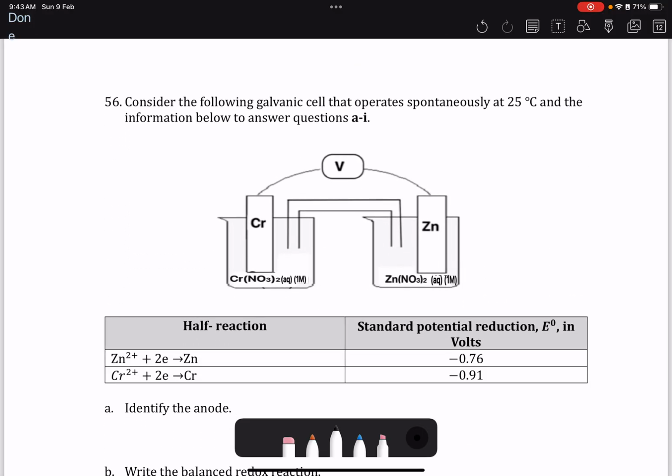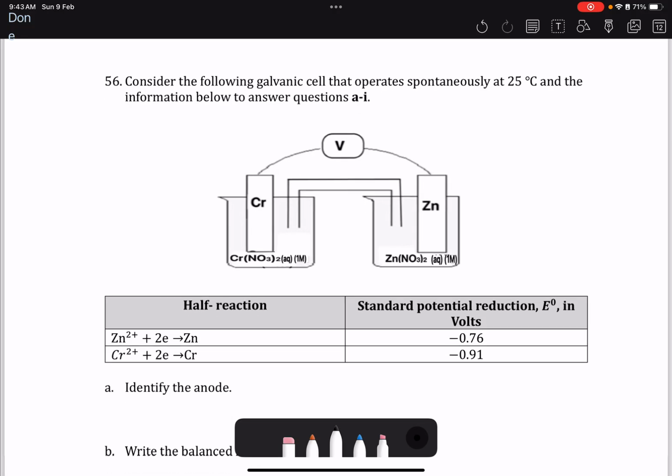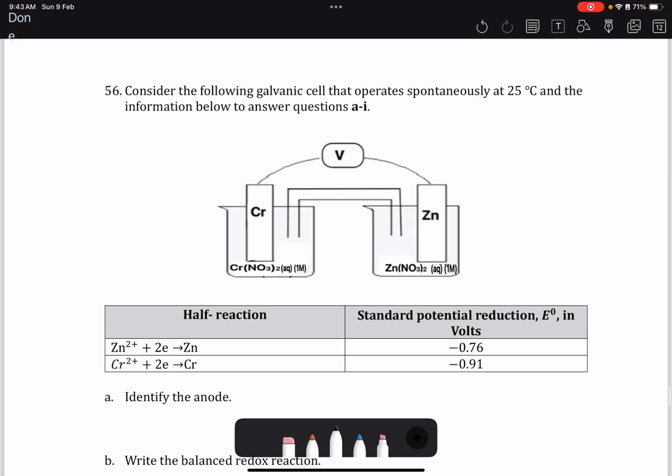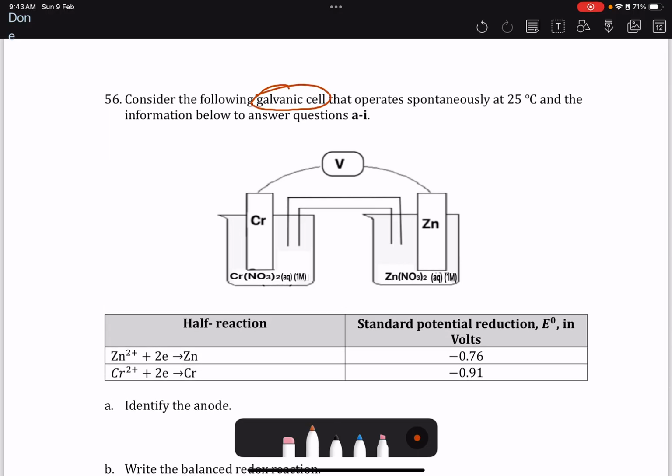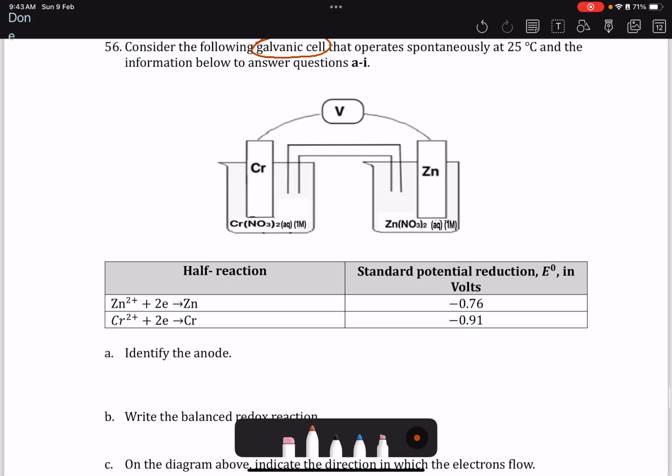Finally, this question, and we reach the end of our revision. I have a galvanic cell. Now, there is no indication on the diagram to help me guess which one is the anode and which one is the cathode. So I'm going to use the help of the standard reduction potential of these half cells. Now this is negative 0.76 and this is negative 0.91.